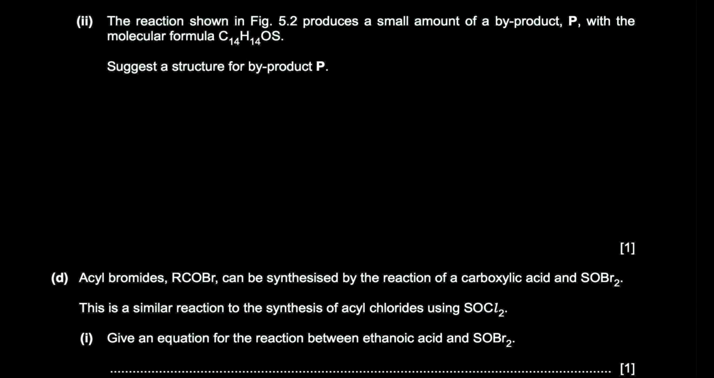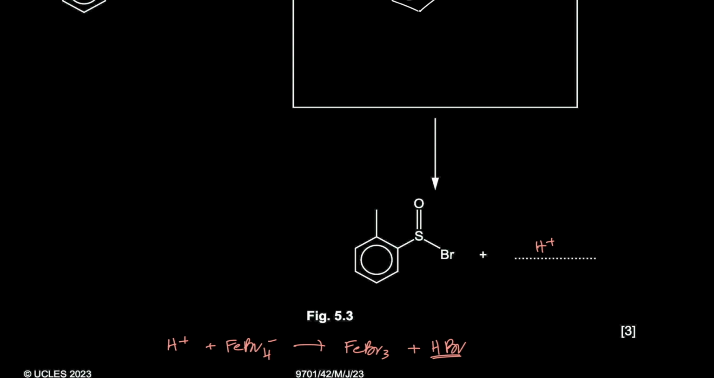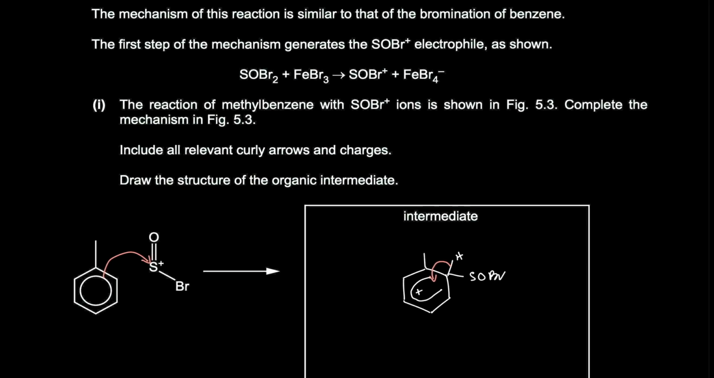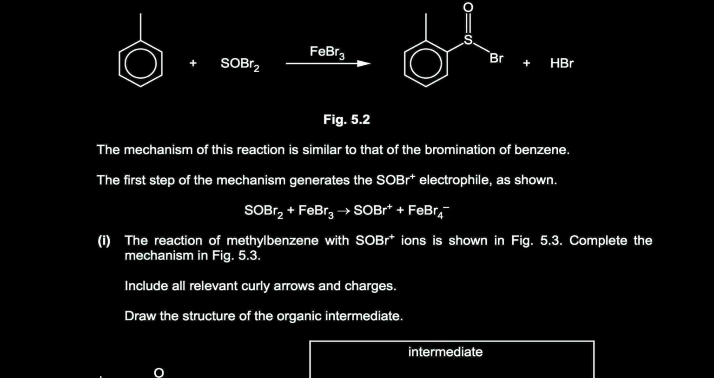The reaction shown in figure 5.2 produces a small amount of byproduct P with the molecular formula C14H14OS. Suggest a structure for byproduct P. So what they're saying over here is that when methylbenzene reacts with SOBr2, we end up getting a 14 carbon product.